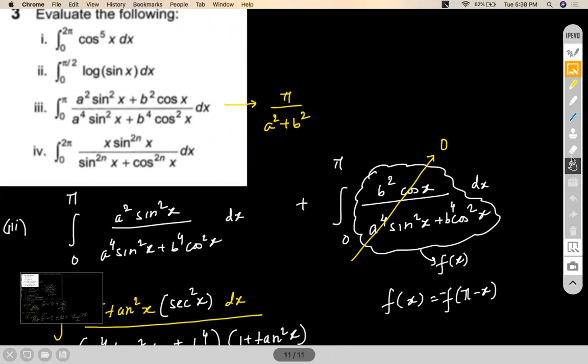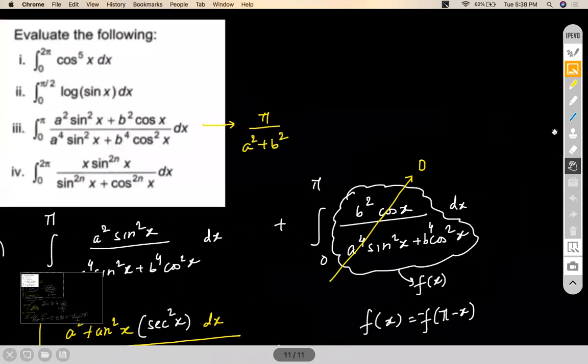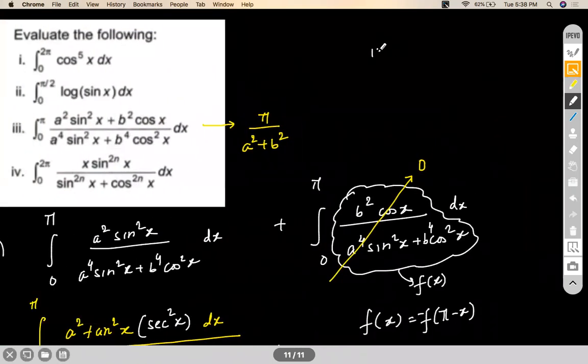Fourth one, let's conclude the fourth one also. Put your answer on the chat box for the fourth one.